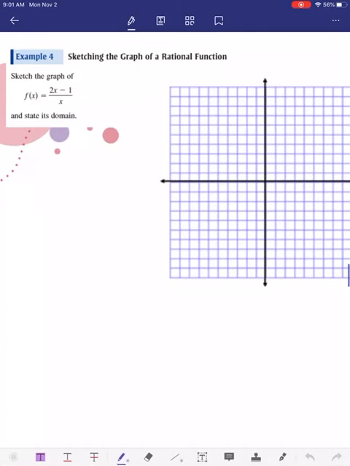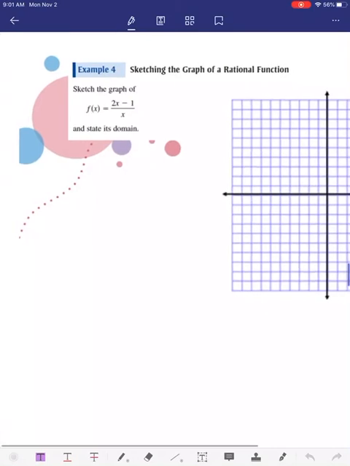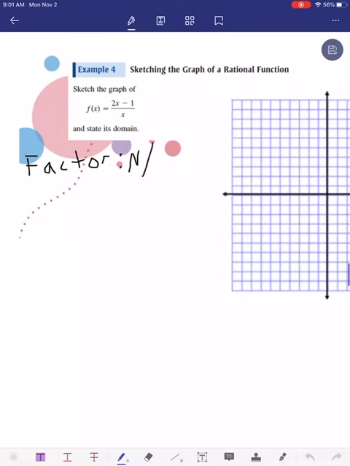So remember that our first step is to factor and reduce. Now notice 2x minus 1 and x are both already in reduced form. So I'm going to say that factoring is not applicable. We don't need to do it, which is nice. It's already in simplified form.